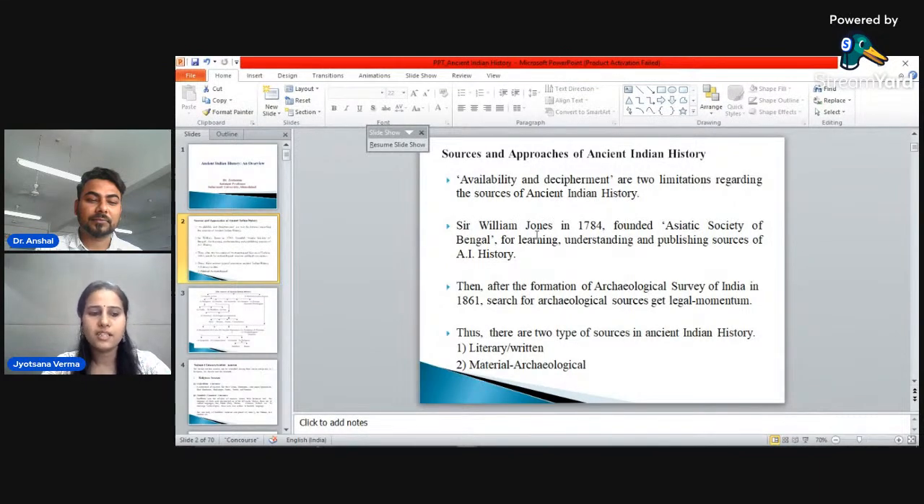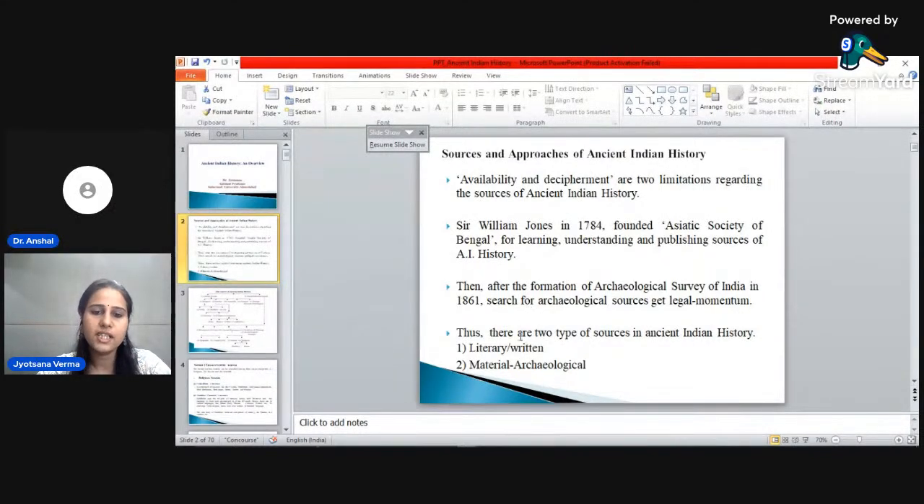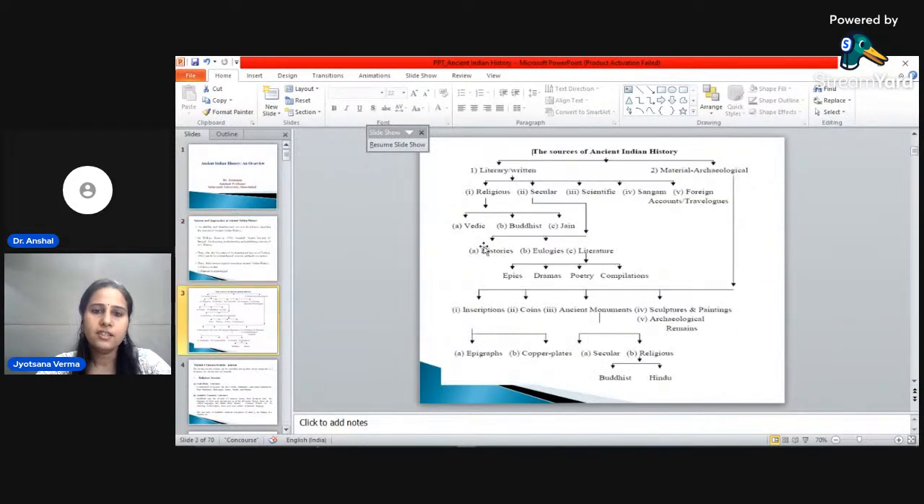So they were more interested in translating Indian texts, especially literature, especially the mythological texts. After the formation of the Archaeological Survey of India in 1861, there was also a kind of legal momentum regarding the sources of ancient Indian history. There are two types of sources in ancient Indian history. First is literary, also called written sources, and second is material and archaeological sources. This graph depicts the picture of the ancient Indian sources.